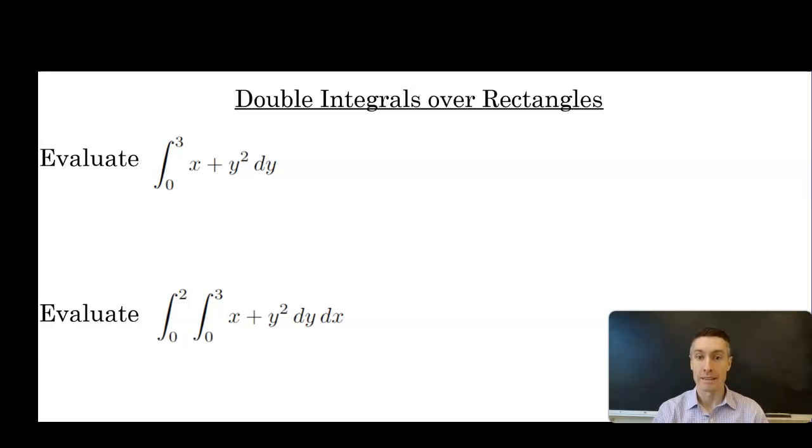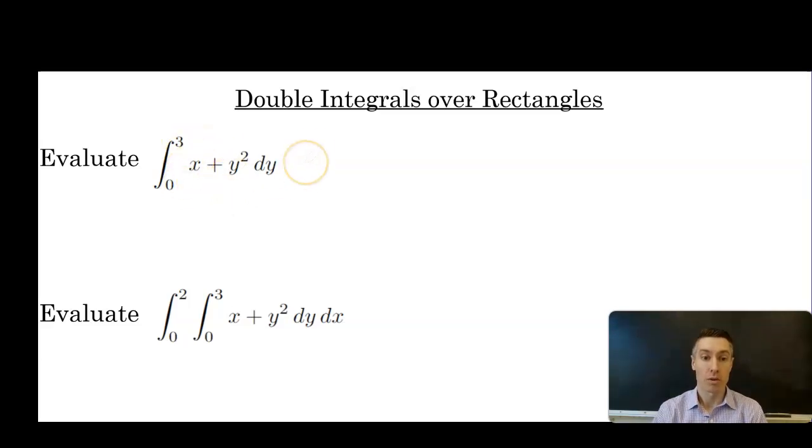So we're taking a single integral of a function of two variables. X plus y squared means we have a function of x and y. We're integrating with respect to only y. So this is referred to as partial integration, very similar in the previous unit to partial differentiation. We're going to integrate now with respect to only one variable at a time.